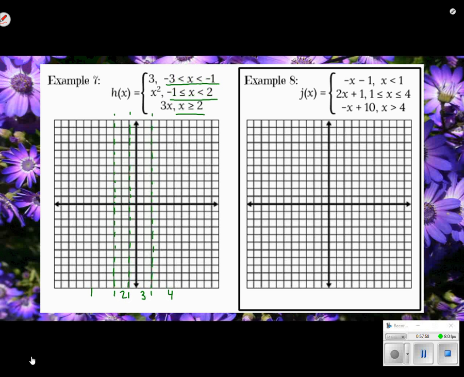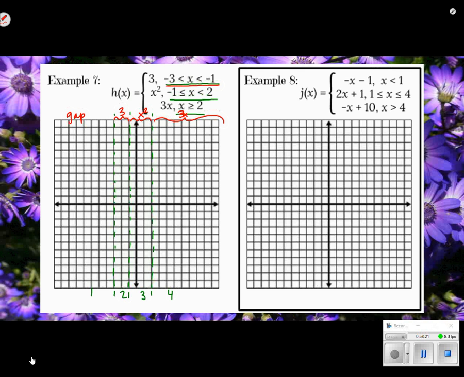So between negative 3 and negative 1, so here's negative 3, here's negative 1, right in here is going to be our gap. There's going to be nothing over here. All right, between negative 1 and 2, that's here, we're going to graph x squared. And then greater than 2, we're going to graph 3x.